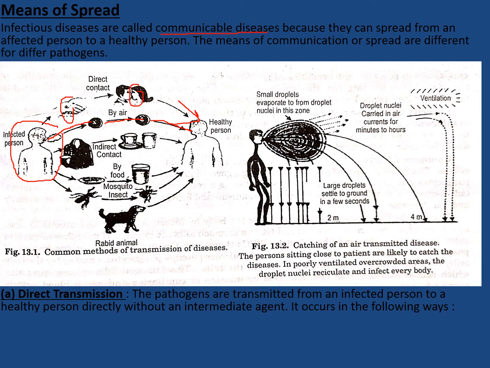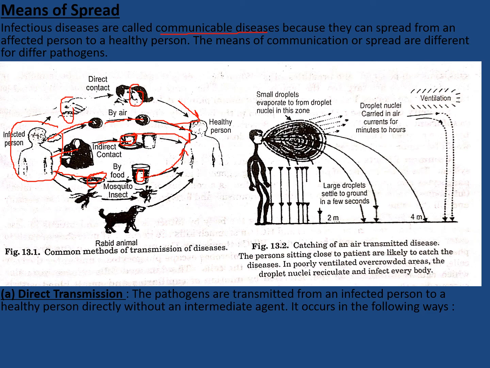Here this is indirect contamination, that is touching of the vessels by the infected persons. Then from this vessel or this cup it can be transferred to the healthy persons. By food, they're sharing their foods. What will happen then? The disease will be contained in this food particle or in this water. Then it can transfer to this healthy person.